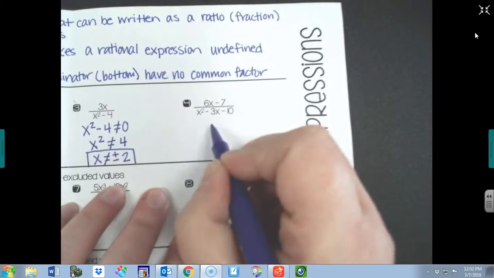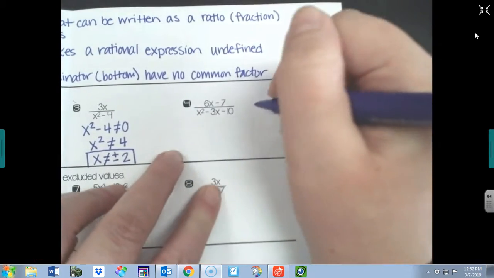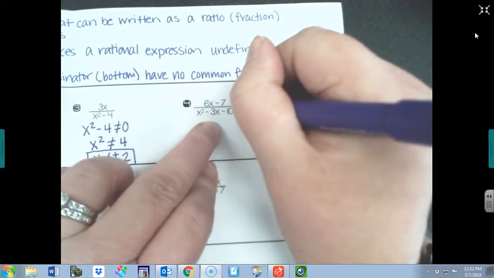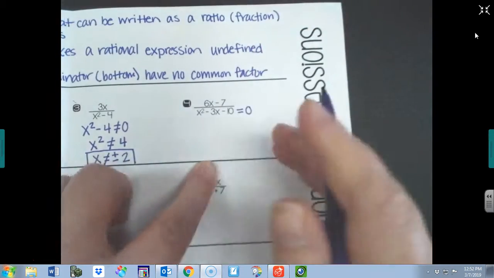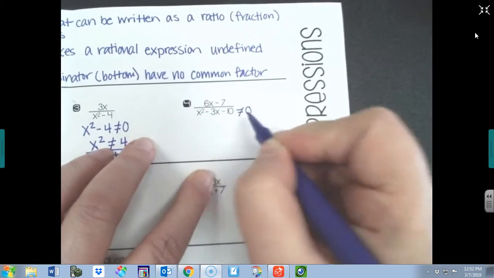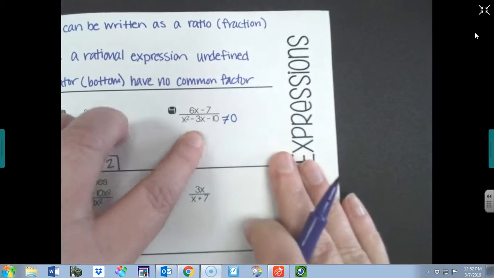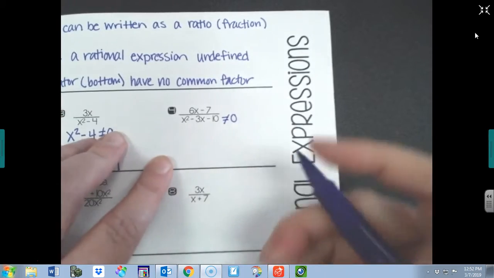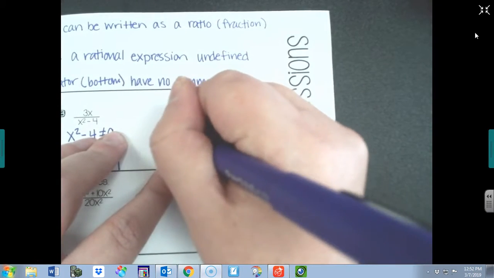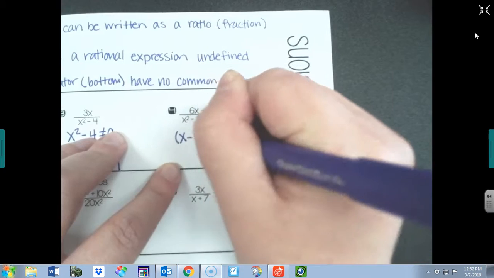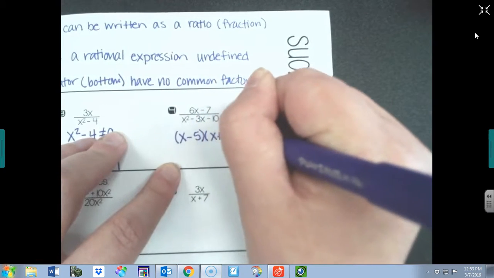Okay, then the last one, we're going to take that x squared minus 3x minus 10 is equal to 0. Okay, not equal to 0. And we need to factor that. So what multiplies to give us negative 10 adds to give us negative 3? That's a negative 5 and a positive 2.